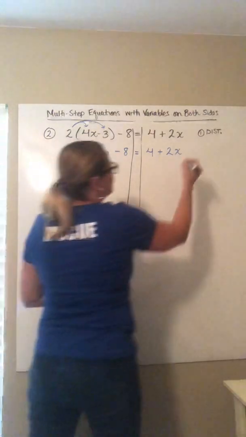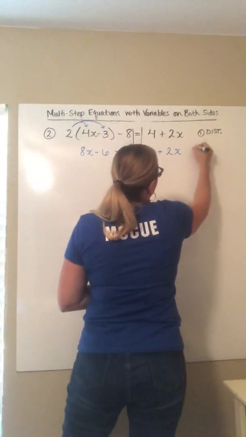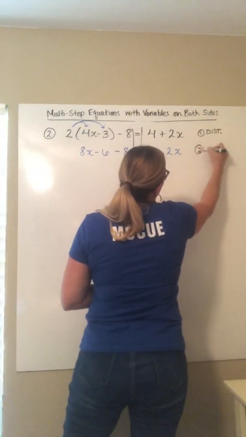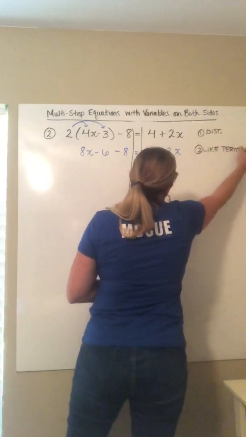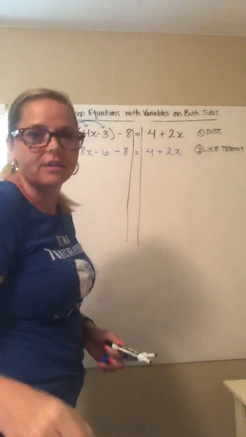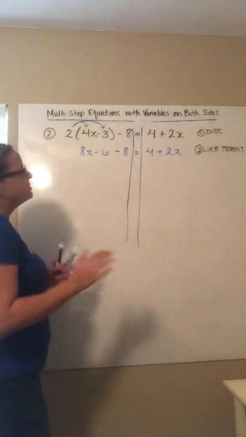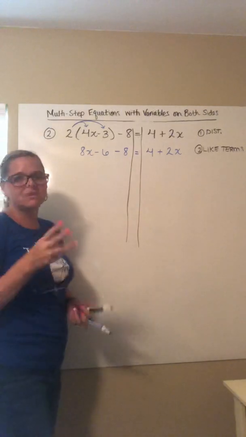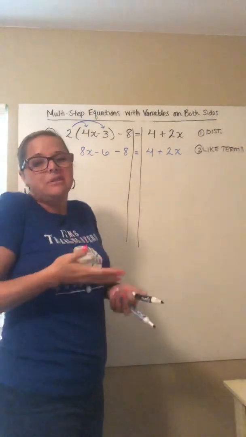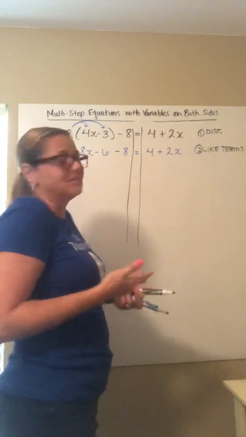step 2 is I'm looking for any like terms. So do I have like terms? And I don't know if that cut off over there a little bit. No, you can see it, I think. But do I have any like terms on each side? Well, on this side I have 3 terms. If there's 3 terms, most likely 2 of them are going to be the same. I'm going to have to combine something.